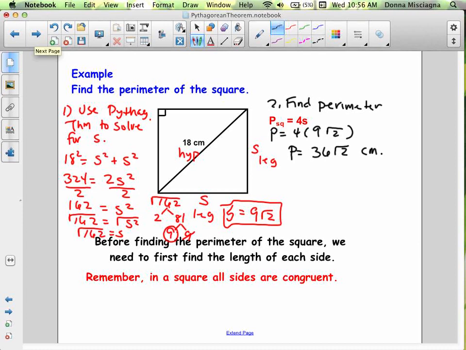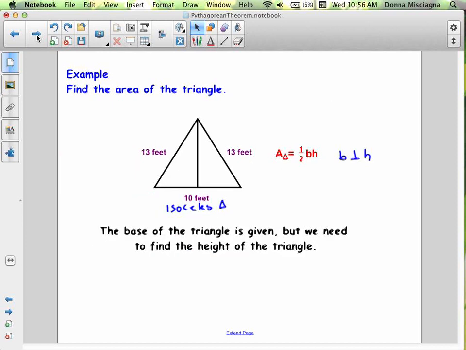Right? And another problem is done. Let's do one more. Let's find the area of the triangle. So the base of the triangle is given, but we need to find the height of the triangle. Now, the height of the triangle is always perpendicular to the base.